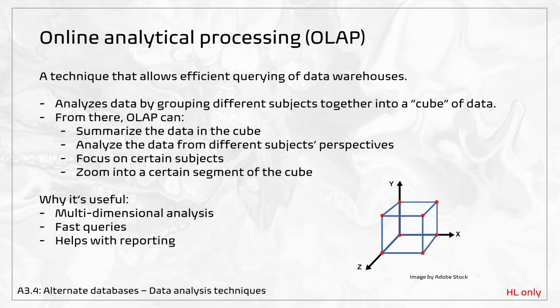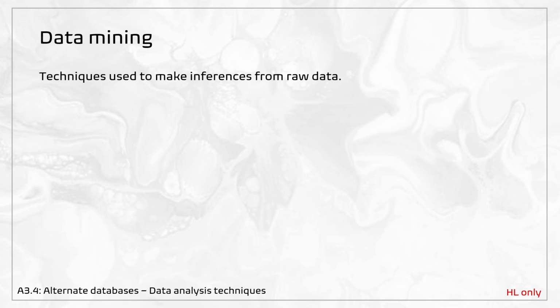It gives analysts a multi-dimensional view of data, speeds up queries, and is overall useful for data reporting. Data mining is the second method for data analysis. Data mining refers to the process of making inferences from given data. While OLAP focused on the restructuring of data to make it more useful for analysis, data mining focuses on getting new insights into a set of data. You can sort of think of OLAP as a data analyst, and data mining as more of a data scientist.